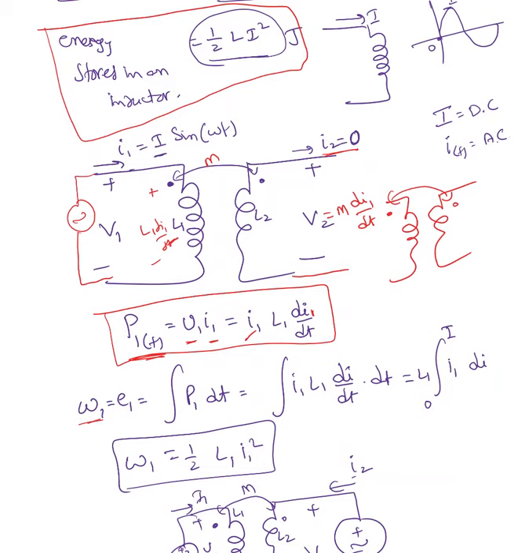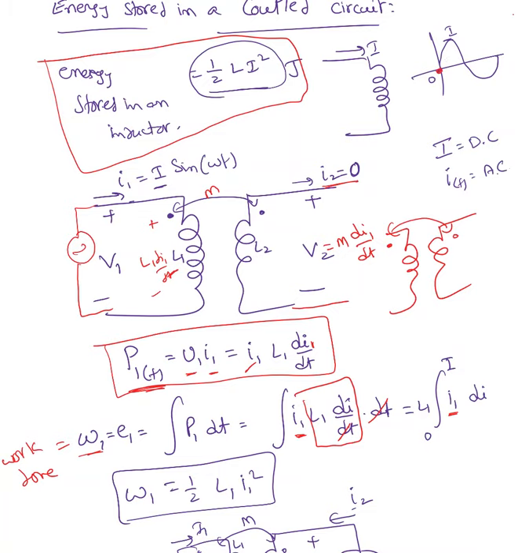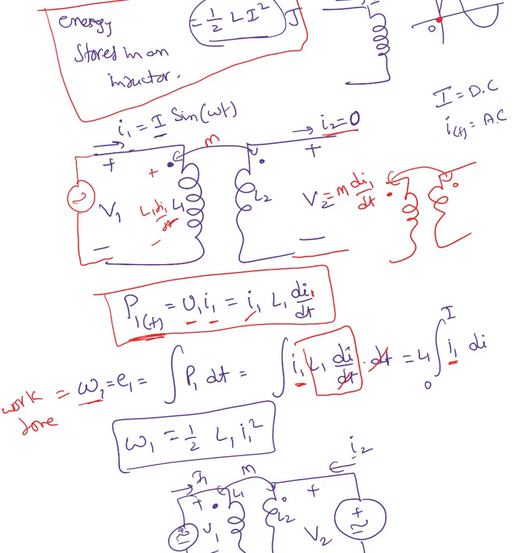Here W is nothing but work done, which is energy. So work done equals the integral of P1 times dt. P1 is nothing but V1 times I1, where V1 is L1 times di1 by dt. The dt gets cancelled, and L1 is constant, so I pulled it out. Here I1 times di1, with I1 changing from 0 to its maximum value, since it is a sinusoidal value, so 0 to I. So the work done, or energy stored in coil 1, is nothing but half L1 I1 square. That is the energy stored in coil 1.